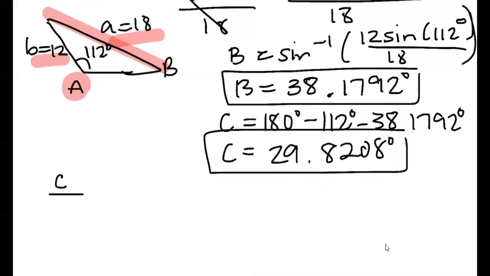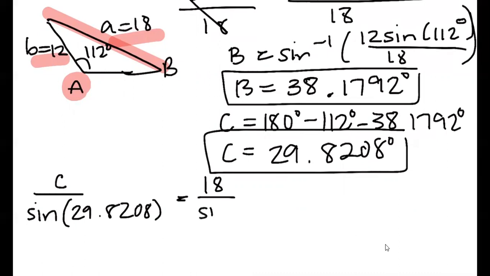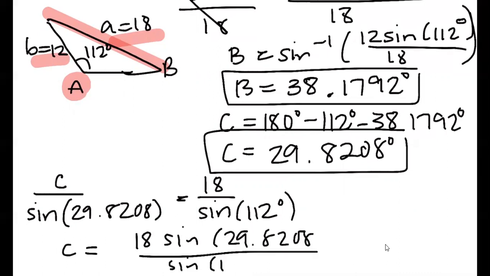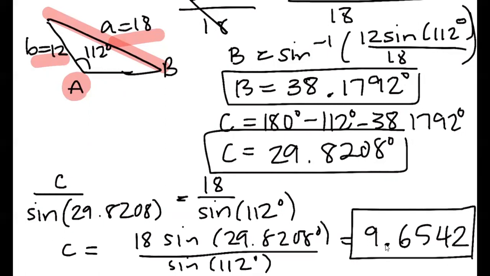Okay? And so the last thing we have to do is find side C. And side C, we'll do C over the sine of 29.8208 equals, use the pairing you were given with. So we were given angle A. So let's go 18 over the sine of 112 degrees. That means that side C is 18 times the sine of 29.8208 over the sine of 112 degrees. And if you plug that into your calculator, I believe you get 9.6542. Okay.